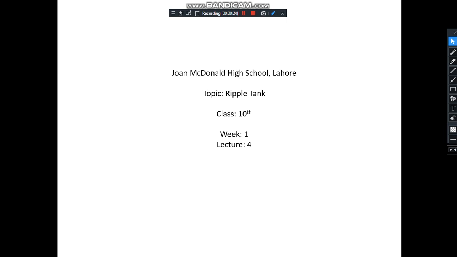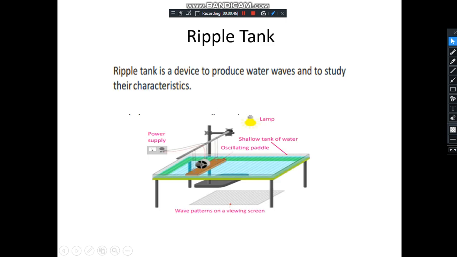In this experiment we produce waves on the surface of the water by using an electronic vibrator, and put some light on these waves, and the behavior or characteristics of these waves can be observed on the viewing screen. And the experimental setup of the ripple tank is here.